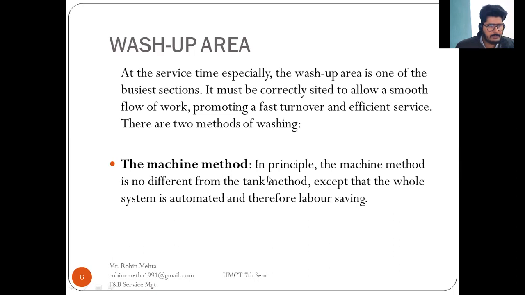The machine method, in principle, is no different from the tank method, except that the whole system is automated and therefore labor saving. In the machine method, we just stack all the crockery or glassware in racks and put them onto the machine. They go onto the conveyor belt.